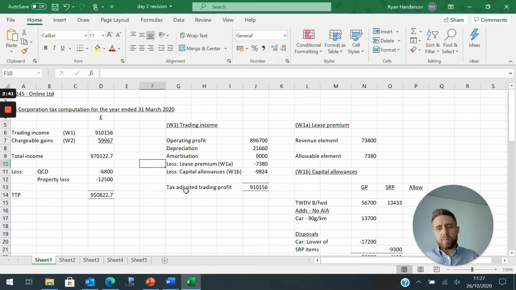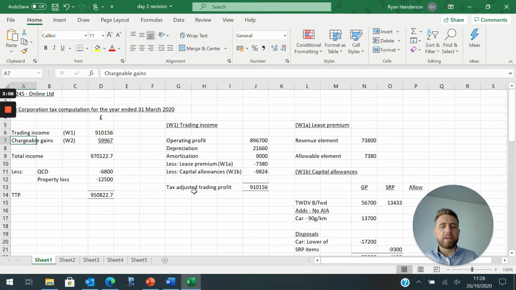So again, with this and taxation generally, if you know the rules, then normally you are going to be okay with this, but you have to know the rules, of course, in order to answer these questions. So calculating a liability, calculate firstly the corporation tax computation. So we know we've got trading income, we know we've got chargeable gains, we've got QCDs, and we've got losses.